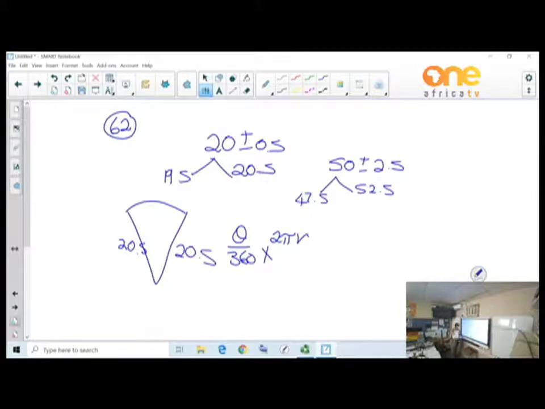Ons net eintlik kyk watter jaarsin is daai ene, Louis? 16. Okay, ek sal nou daar gaan kyk na daai ene.